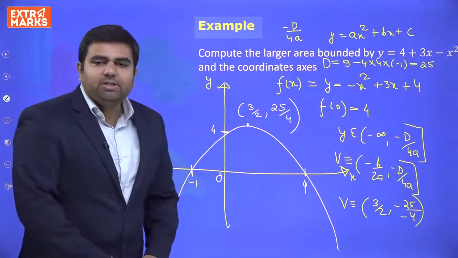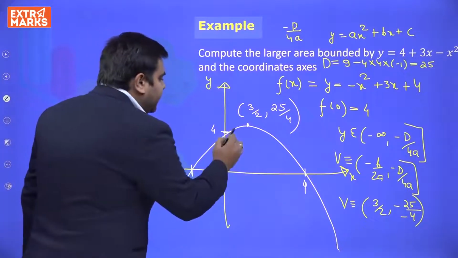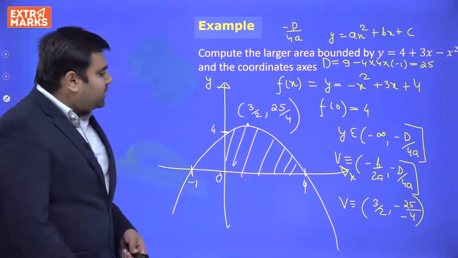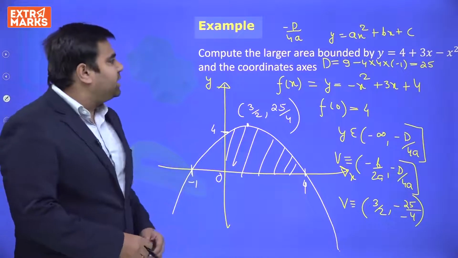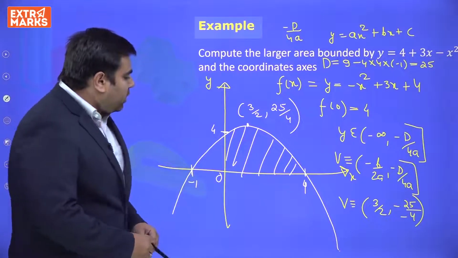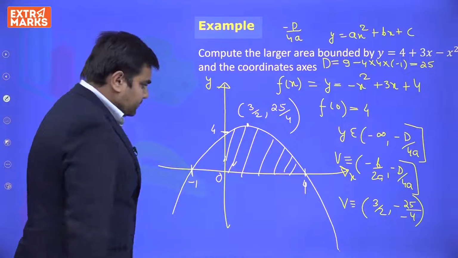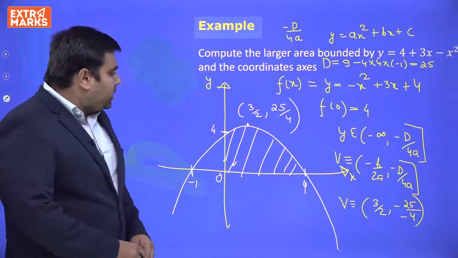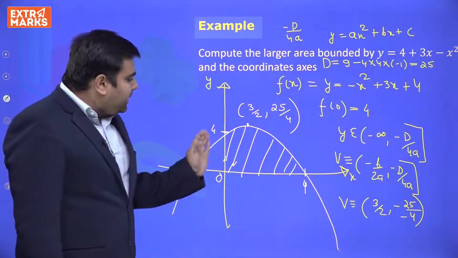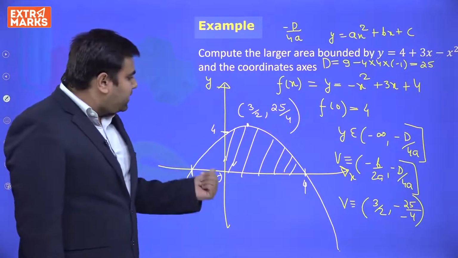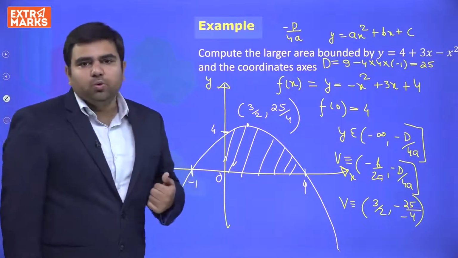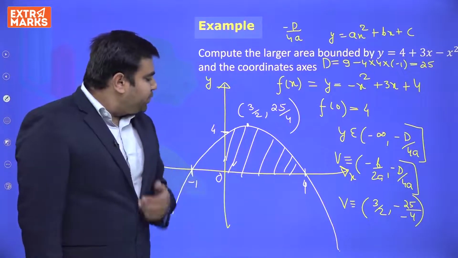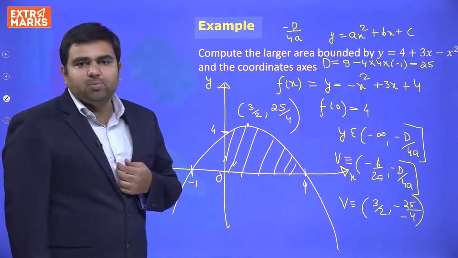So now why is this area larger? This shaded area is larger because this is 4 and this is -1. So it is quite evident that this area has to be the larger area. Now between the coordinate axis, we need to find this area. How shall we find this area? In order to find this area, I simply need to integrate this curve from x equal to 0 to x equal to 4. Are you getting this point?